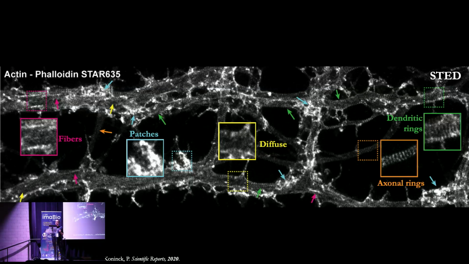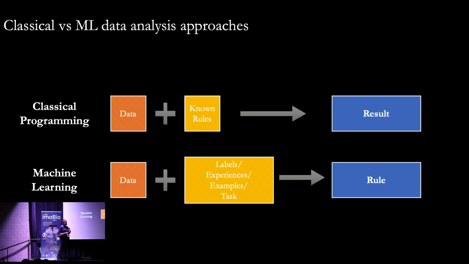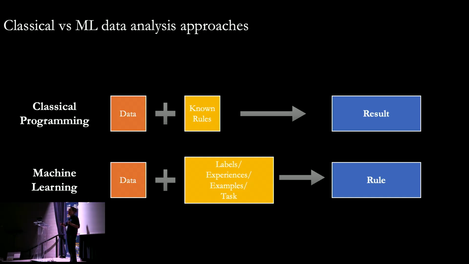So that's where we thought about using machine learning. And instead of using known rules, the goal was now to learn the rule, to train models to be able to learn using labels from our data what were the filters that were required in order to detect F-actin rings and F-actin fibers reliably across our full data set.